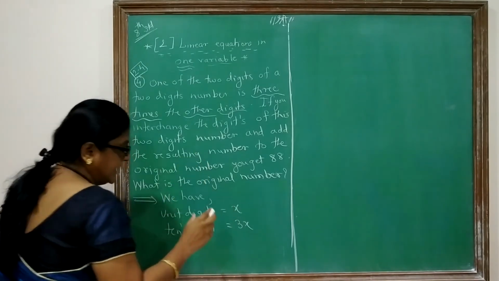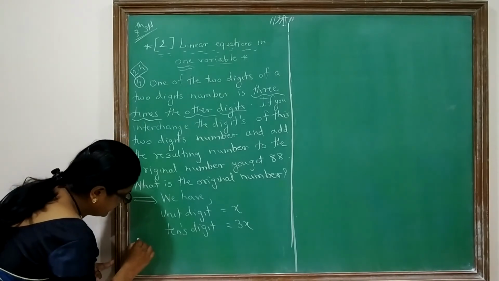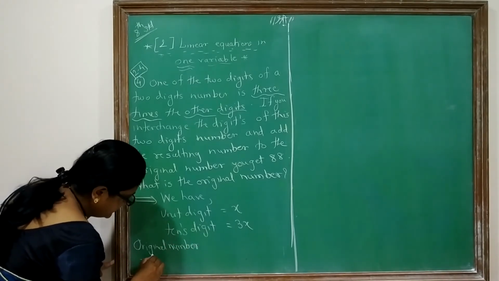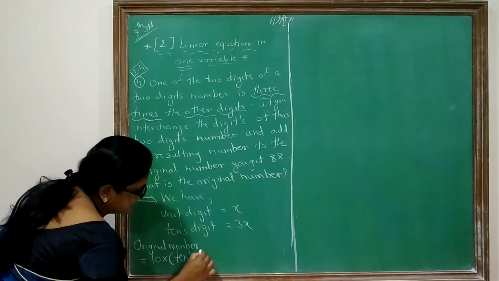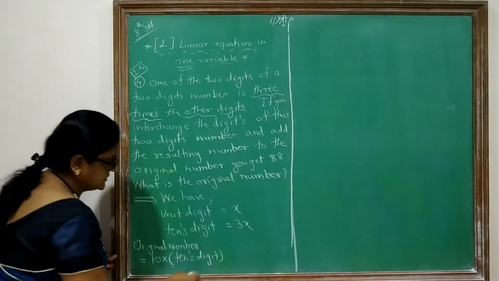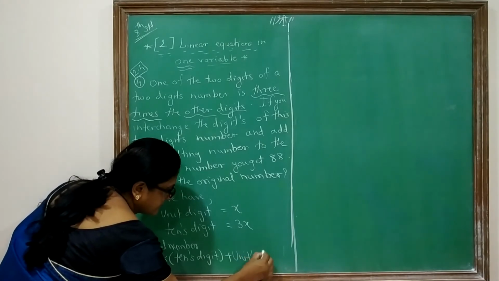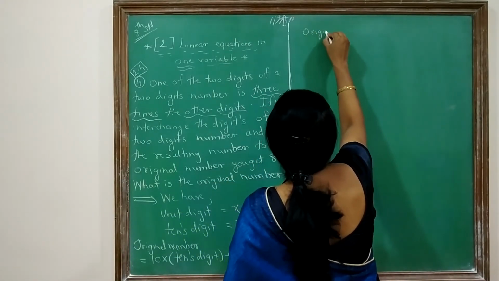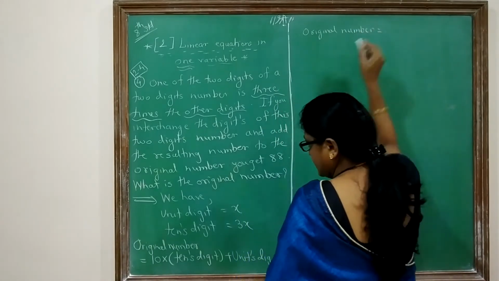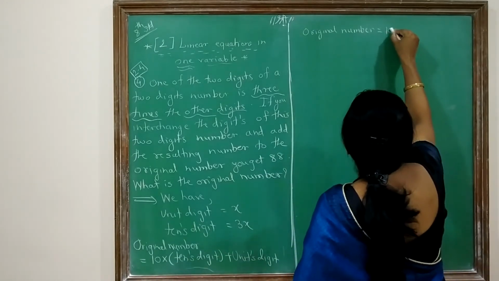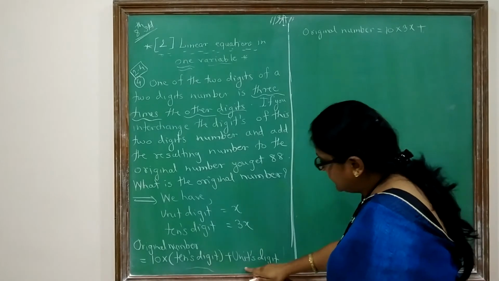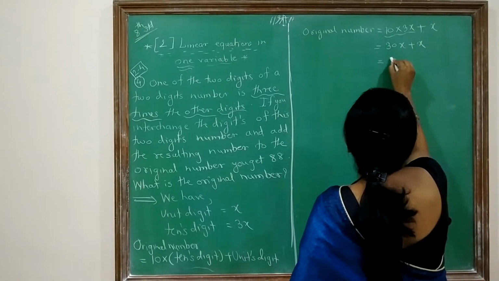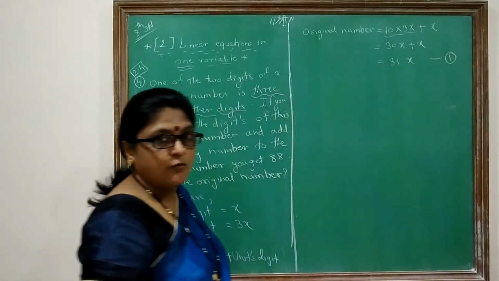Then first you will write your original number formula. We know your original number formula: original number equal to 10 into tens digit plus units digit. Your tens digit is 3x. Then you will write here 10 into 3x plus, you will add unit digit x. Then 10 into 3 is 30x plus x. Then you will write here 31x, and this is your equation 1.